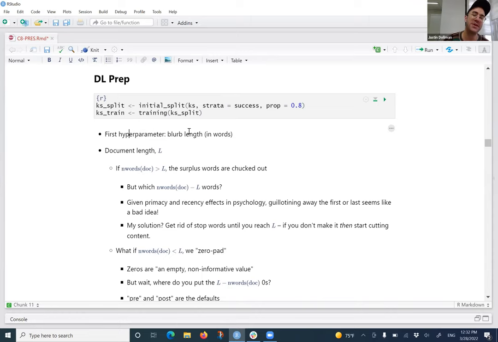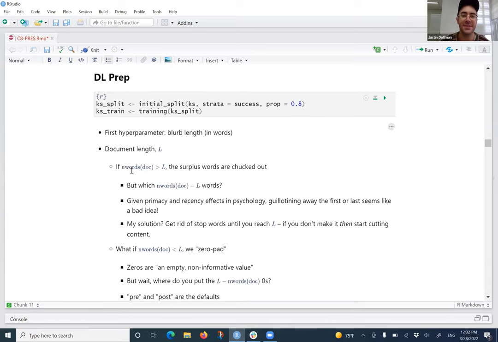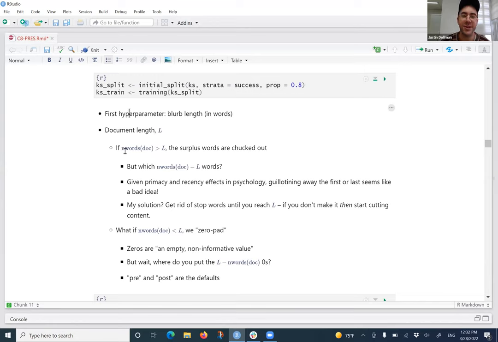I'm just going to go through what I prepared, and if I don't answer your question, remind me. The way this is presented in the book, and the way I'm thinking about this, is that we have a document length, I'll call it L. That's a fixed number for the entire project, and it's a hyperparameter we can set. But for an individual document, if it's greater than L, the surplus words are chucked out, removed. That's a certain number of words. It could be 10 words, it could be 5 words, whatever. But the question is which words?